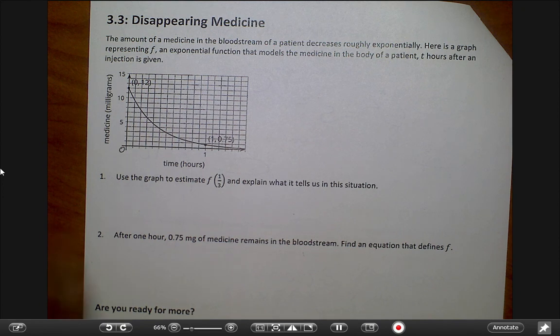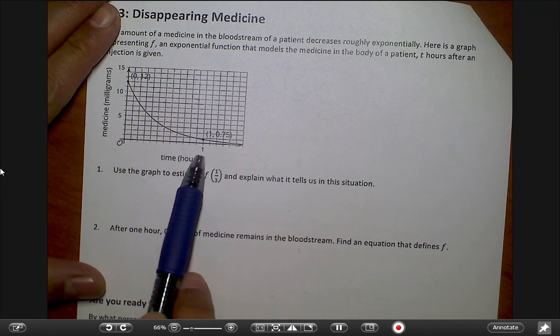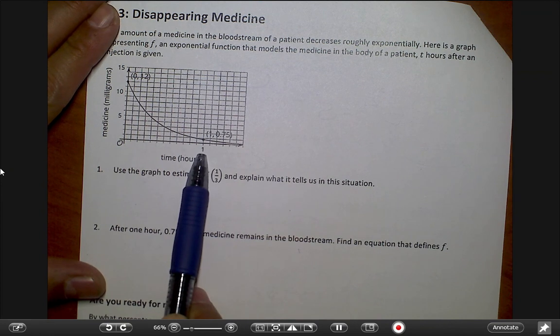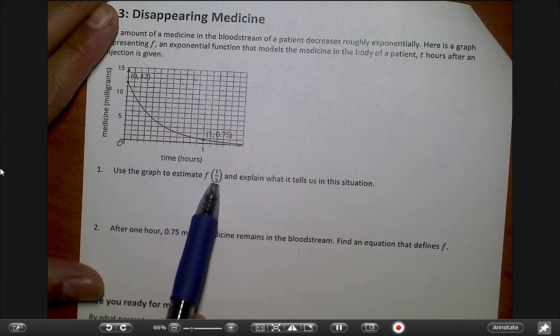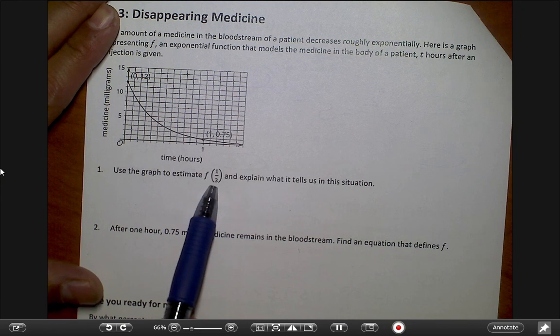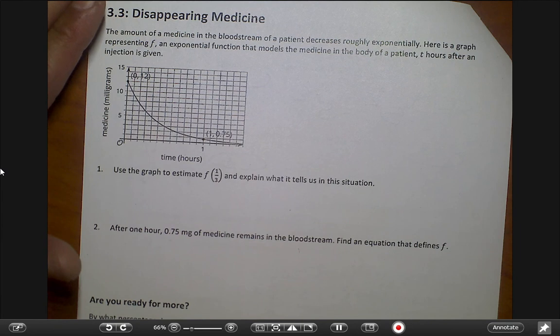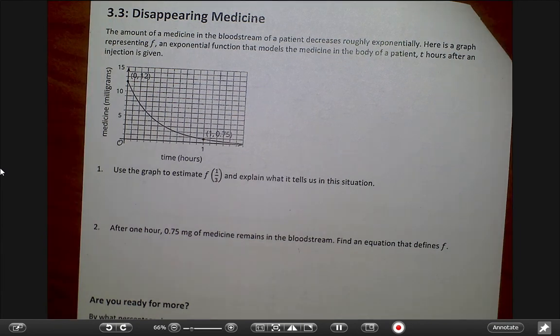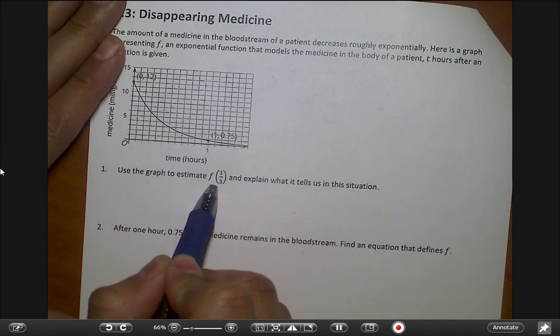So let's take a look first. If we're using the graph, this is one what? Hour. So my T is hours, right? So what do you think that means? 1/3 of an hour. So what is 1/3 of an hour? 20 minutes. Yeah, it is 20 minutes. You take an hour and divide it by 3. All right, so it is going to be 20 minutes.